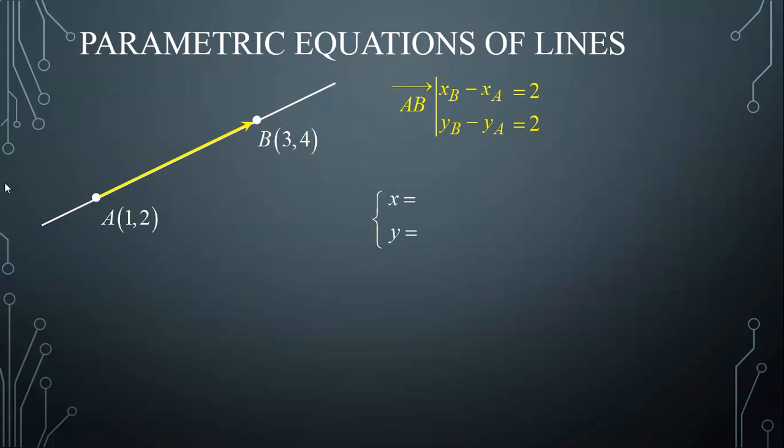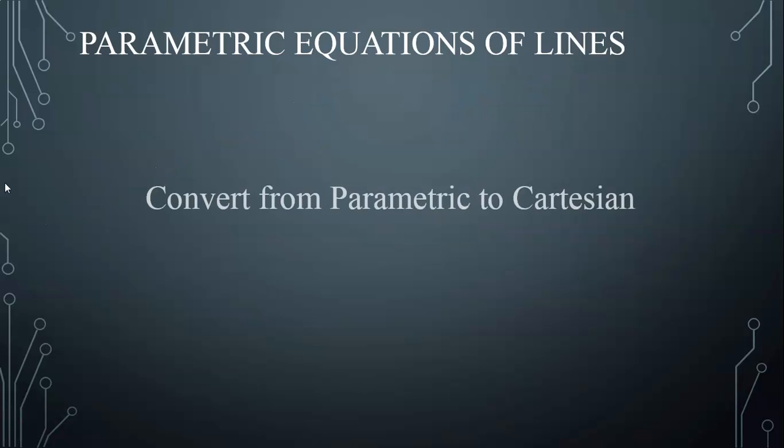I can start writing the system of parametric equations as x and y equal the components of the direction vector multiplying the real parameter t, and now I need to add the coordinates of a point on the line. In fact, I have two here. Choosing one of them, A for example, I then add 1 and 2 to the equation, which gives the parametric equations I'm looking for. But how do we convert from parametric to Cartesian equations?